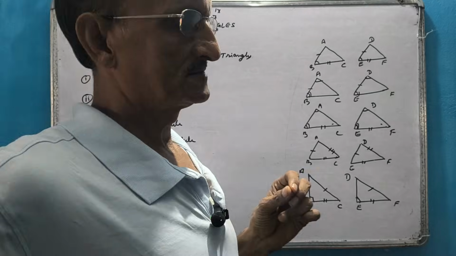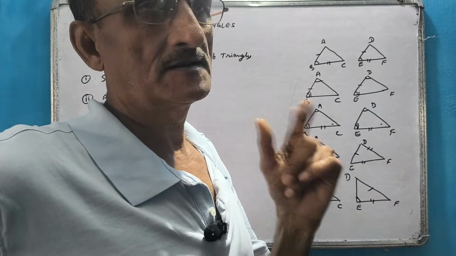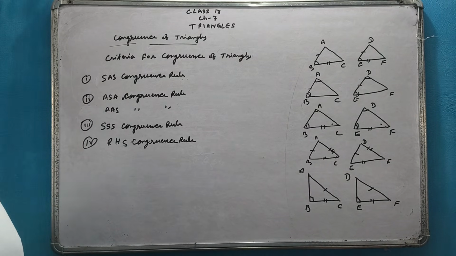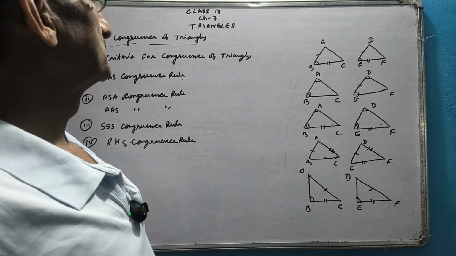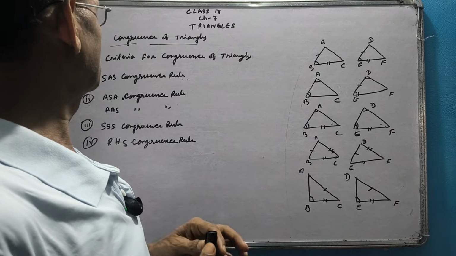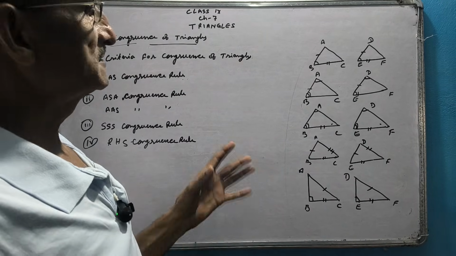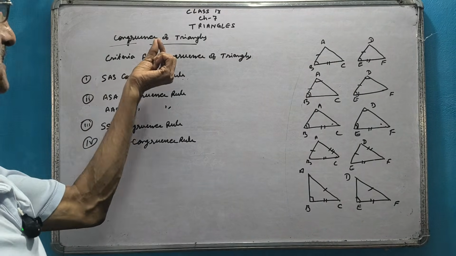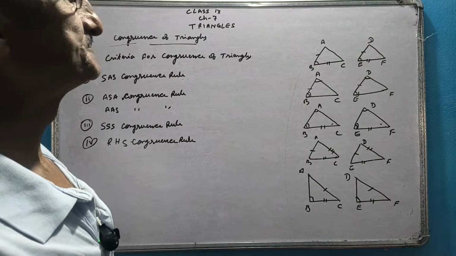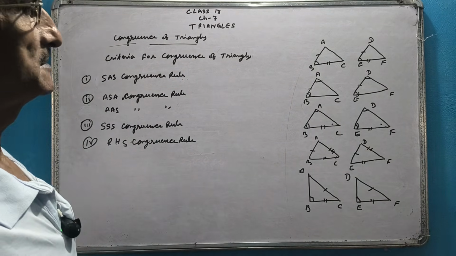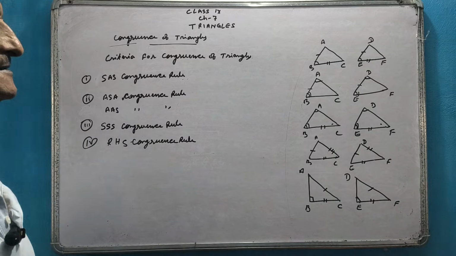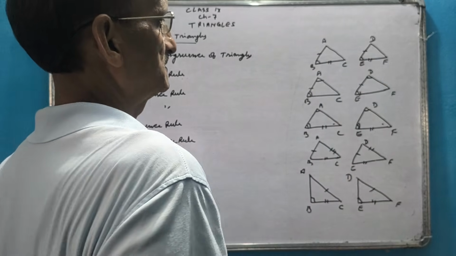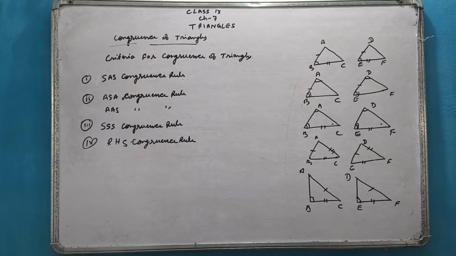Two circles of the same radii are congruent. Two squares of the same length of side are congruent. But we are here in chapter 7 basically to discuss the triangles. So you understood the meaning of congruence? Equal in all respects. Corresponding sides are equal, corresponding angles are equal, the sides will coincide with each other, vertices will coincide with each other, and so will the angles.